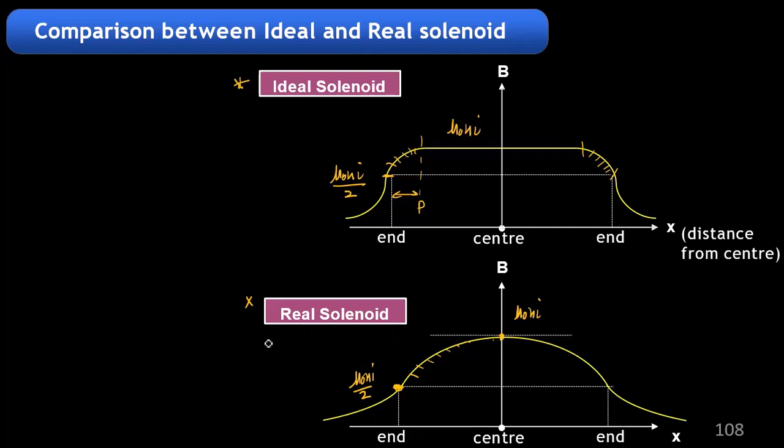And for a real solenoid, what do you say? Small r is almost comparable to L. The radius of the solenoid is comparable with the length of the solenoid. But for the ideal solenoid, r is much less than L. So these are the two different variations of the magnetic field, depending on whether the solenoid is the ideal one or the real one.